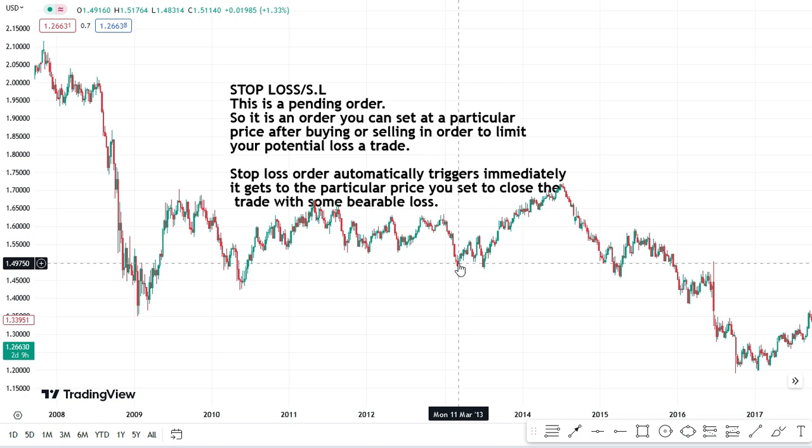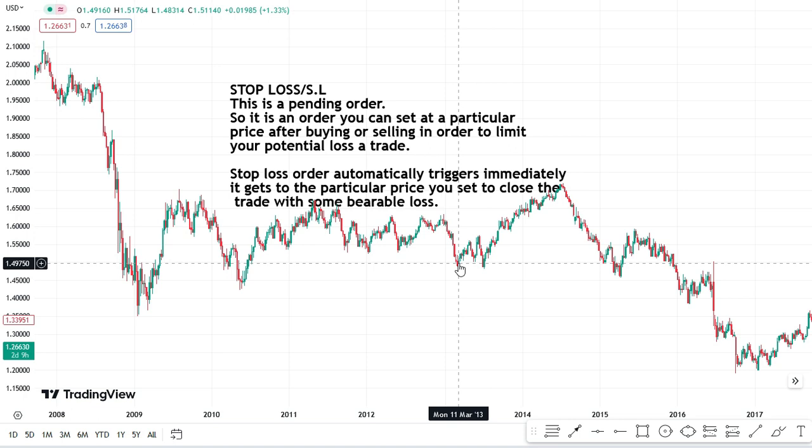Either your phone is on or your laptop is on or you have data or not, it will close automatically with some bearable loss. So anytime you open a position, either long or short, make sure you put your stop loss order, because if you do not set your stop loss order, it means that you are risking all your capital in the market.